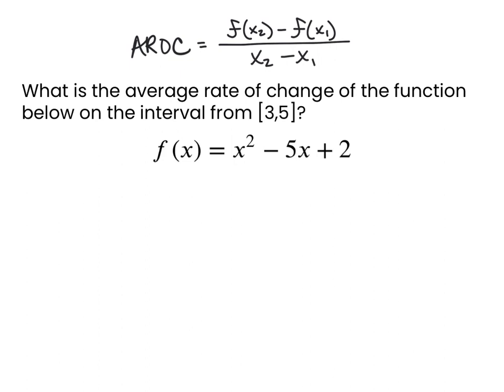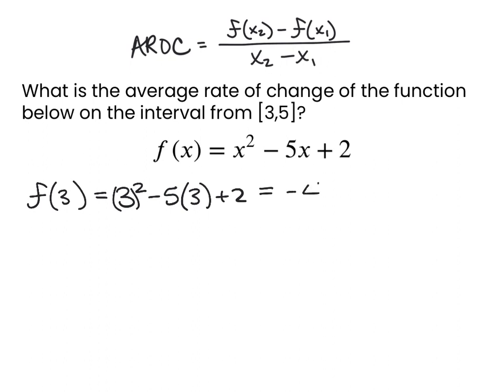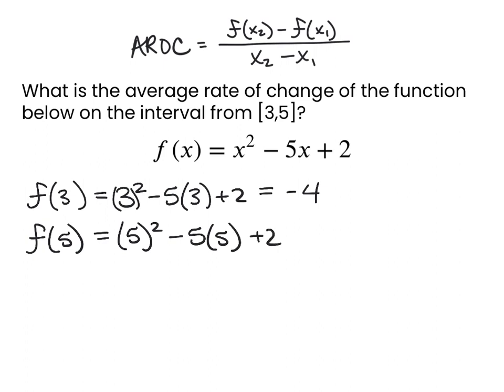So if we find all of these things for this problem, we know that our first x value is 3. So we're just plugging 3 into the equation, should probably use some parentheses here, to be able to figure out what f of 3 is. And beep, beep, beep, calculate in your brain or in a calculator, you would get that f of 3 is equal to negative 4. We do the same thing for the number 5. This would be 5 squared minus 5 times 5 plus 2, beep, beep, beep, brain or calculator, that is 2.